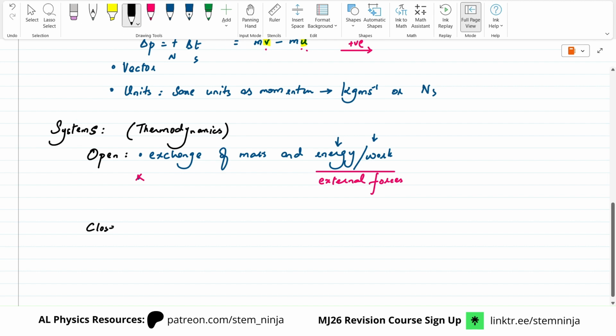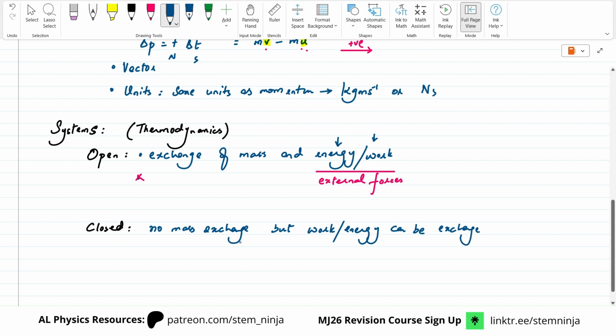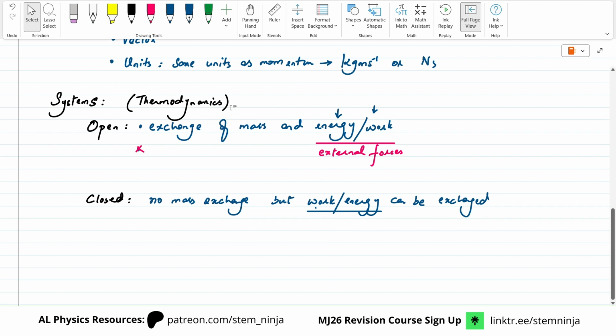Then we have closed. No mass exchange, but work or energy can be exchanged. So again, we are talking about external forces just in case.